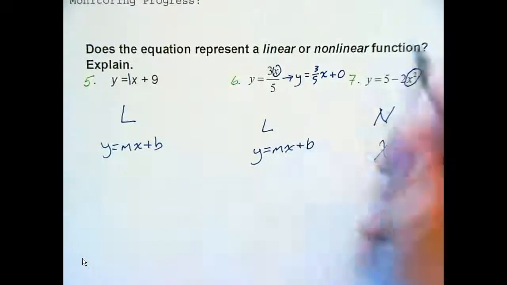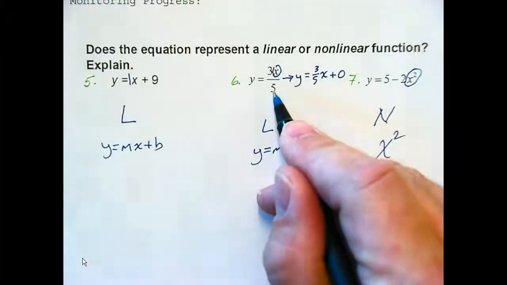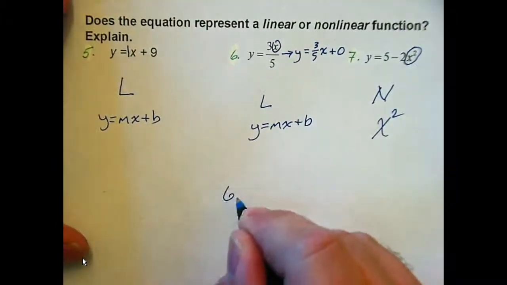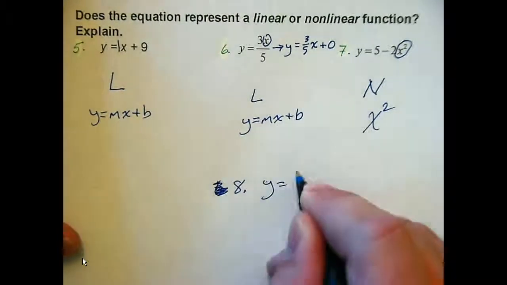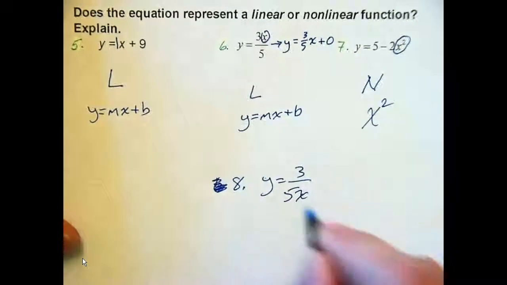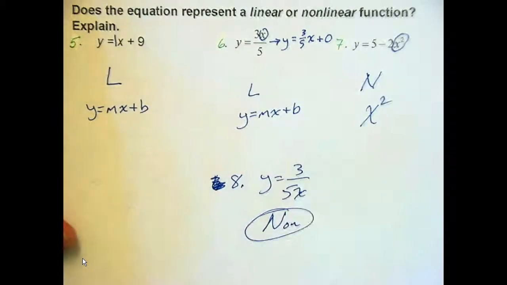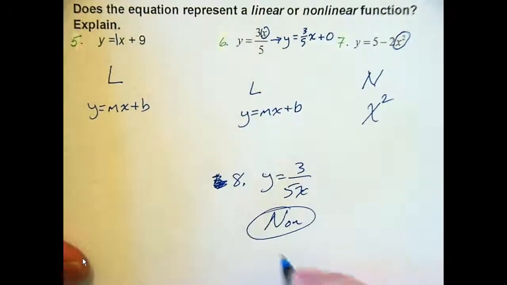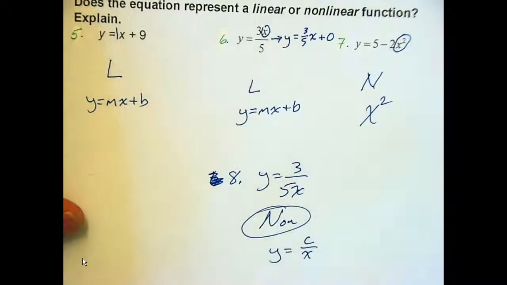Now, let me caution you, if x was on the bottom, that would be nonlinear. So if x is down below, that's nonlinear. So I'm going to add a piece here. Let's call this one number 8. If we had y equals 3 over 5x, that is nonlinear, because the x is in the denominator. The x can't be in the denominator. It's not in the form of y equals mx plus b. You have y equals c over x, or a over x. The x is down below.